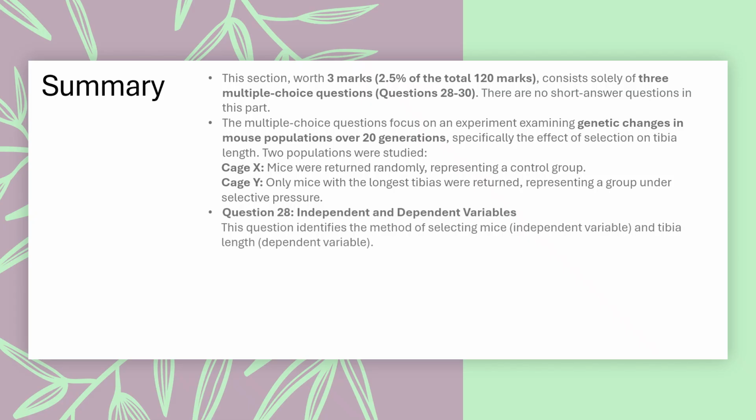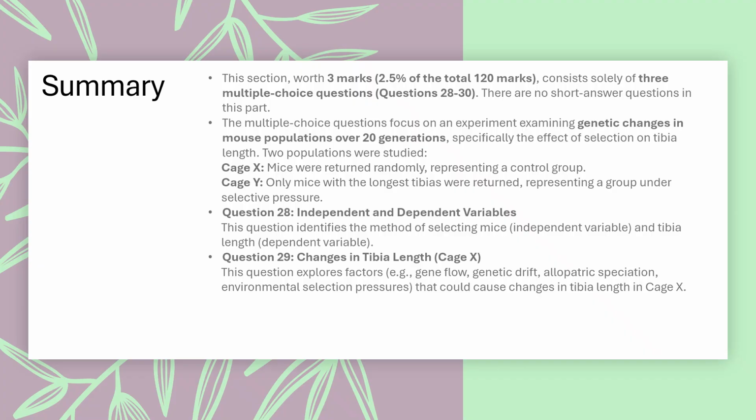Question 28, independent and dependent variables. This question identifies the method of selecting mice, independent variable, and tibia length, dependent variable. Question 29, changes in tibia length, cage X.